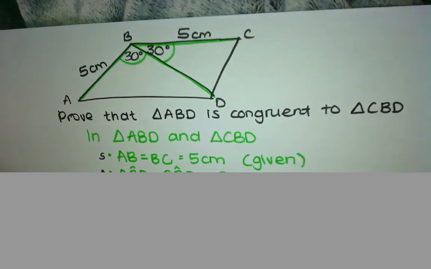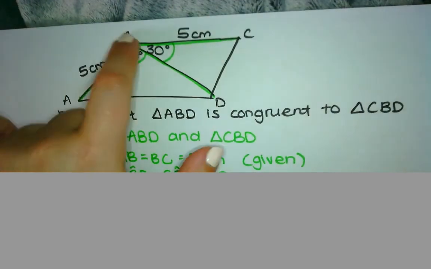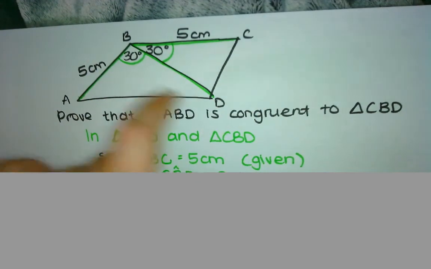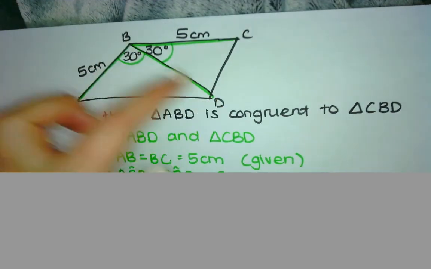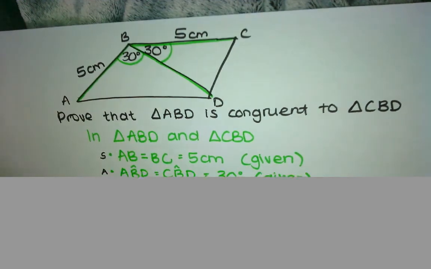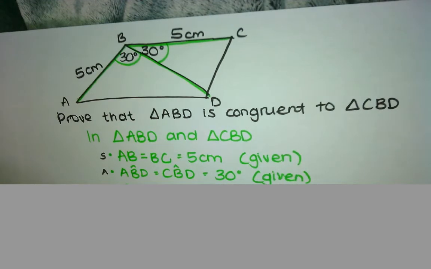So we're going to say that the angle at B, ABD, is 30. And the other one, CBD, is also 30 degrees. So we're going to write that down: angle ABD equals angle CBD, which is 30 degrees. Reason: they gave it to us, so it is given.